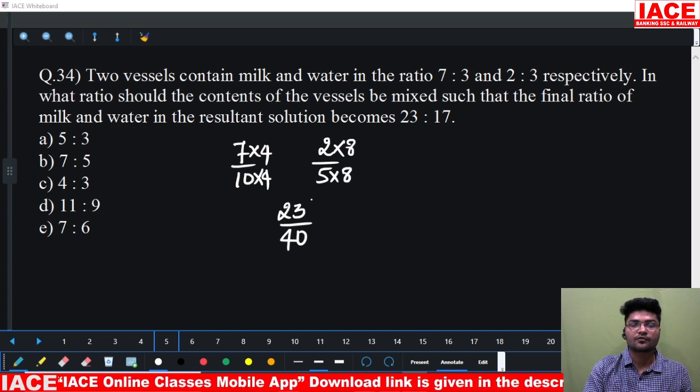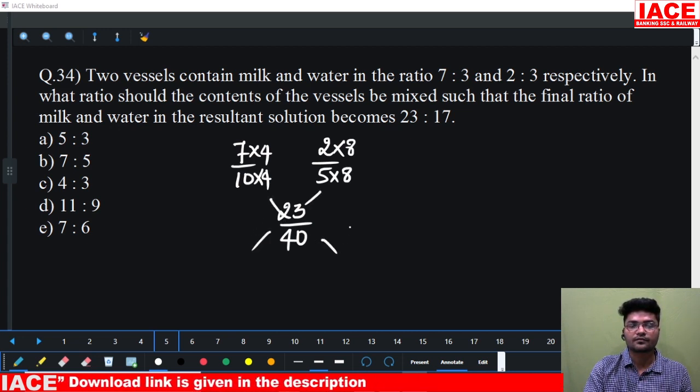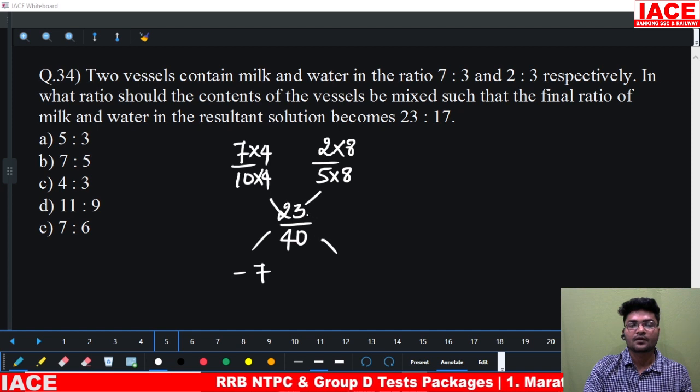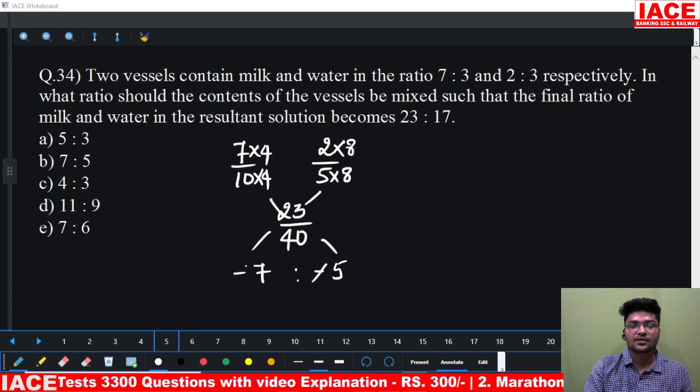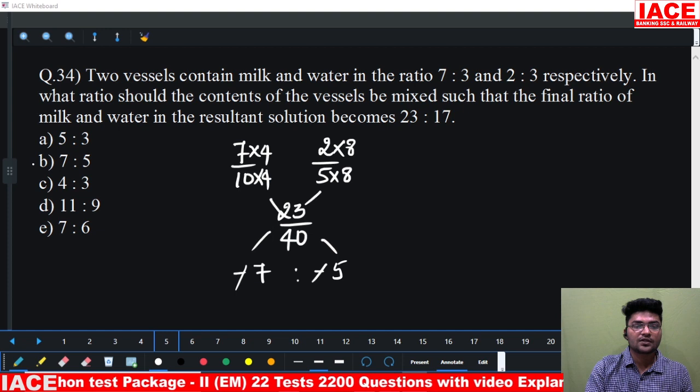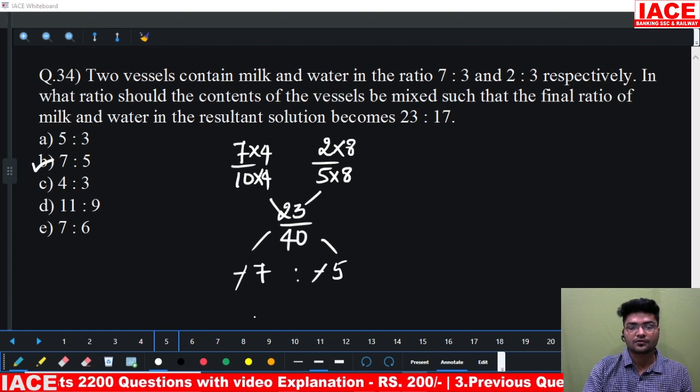All the denominators are 40. So apply calculations. This is 16 minus 23. 16 minus 23 is minus 7. And this is 23 minus 28. This is minus 5. Minus minus gets cancelled out. Ratio comes out to be 7:5. 7:5 is our answer. That is option B.